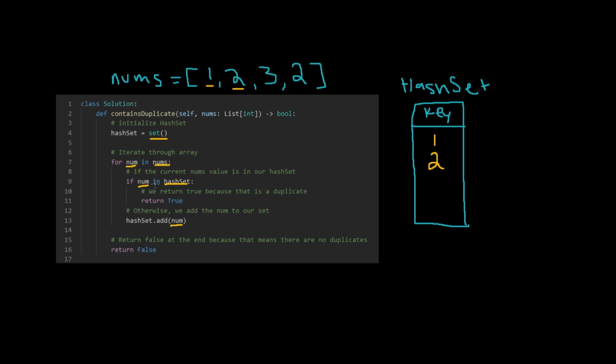And by the way, looking up in a hash set takes O(1) time, so that's why this solution is pretty efficient. Now we check 3. Is 3 in our hash set? No. Then we add it. And then we move on to the last entry, 2. We already know 2 is in our hash set, so we return true because it's here. And that's basically it.